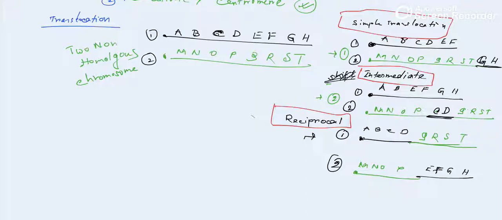So such kind of chromosomal mutation is translocation, and translocation is of three types: simple, intermediate, and reciprocal. In simple translocation, between the two non-homologous chromosomes, the terminal part of chromosome 1 is deleted and remains attached to the second. In intermediate translocation, the intermediate part of the first chromosome is cut and attached to the second chromosome. And in reciprocal translocation, the half part from one chromosome remains attached with another, and vice versa.